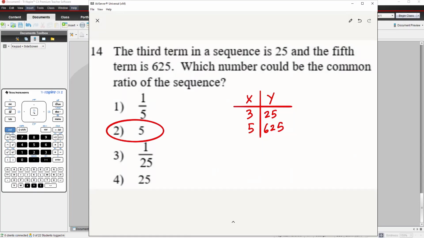Now, if they had given us the third term is 25 and the fourth term was 125, then I would say just divide, because you could find that out. But when they don't give you consecutive terms, I think it's easier to use the spreadsheet, whether this is an arithmetic sequence or a geometric sequence. If they don't give you consecutive terms, then use the spreadsheet. All you need are 2 terms now. So that's it. Again, that's the recommendation, spreadsheet.